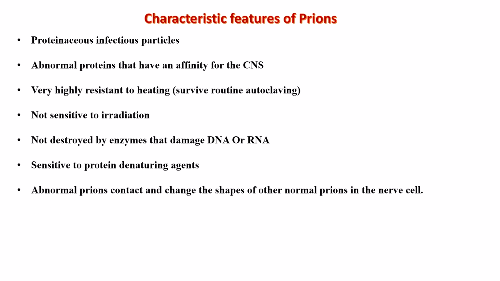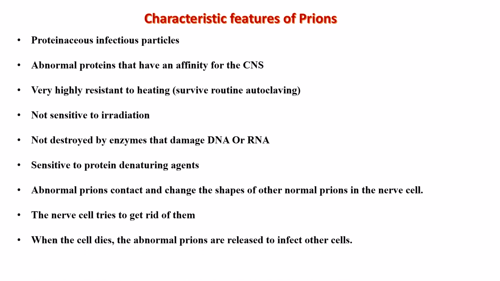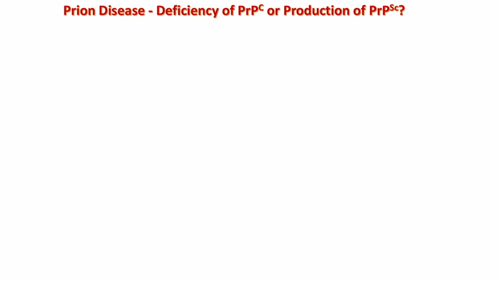Abnormal prions contact and change the shapes of other normal prions in the nerve cell, and the nerve cell then tries to get rid of them. When the cell dies, the abnormal prions are released to infect other cells. Large sponge-like holes are left where many cells died.